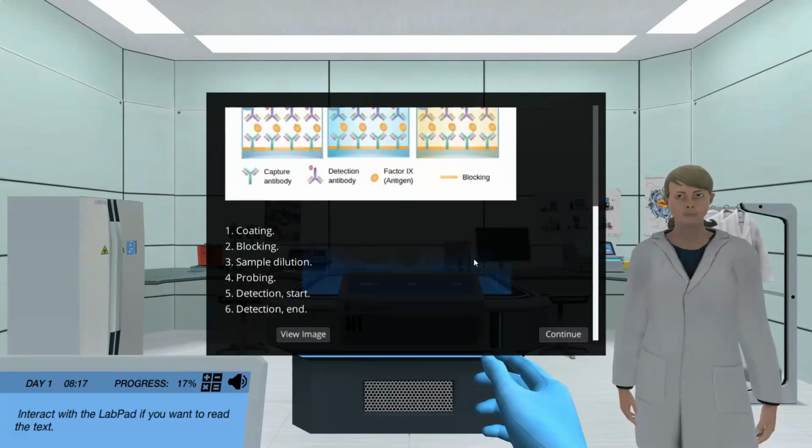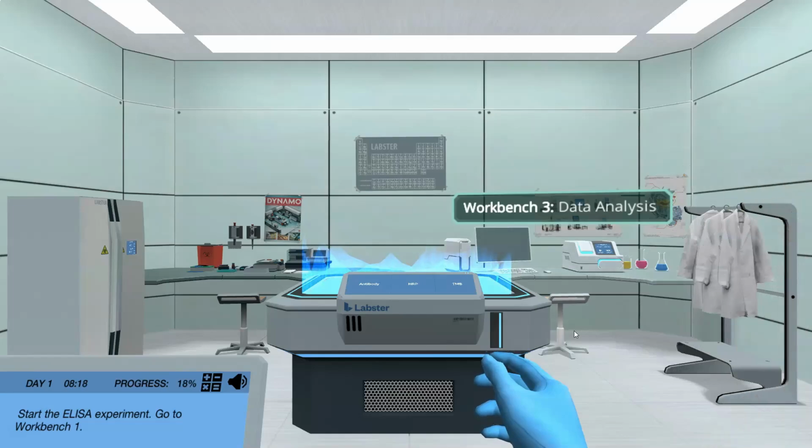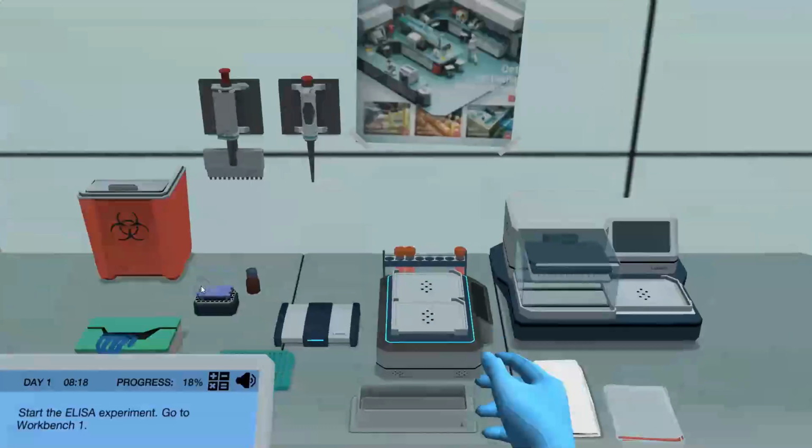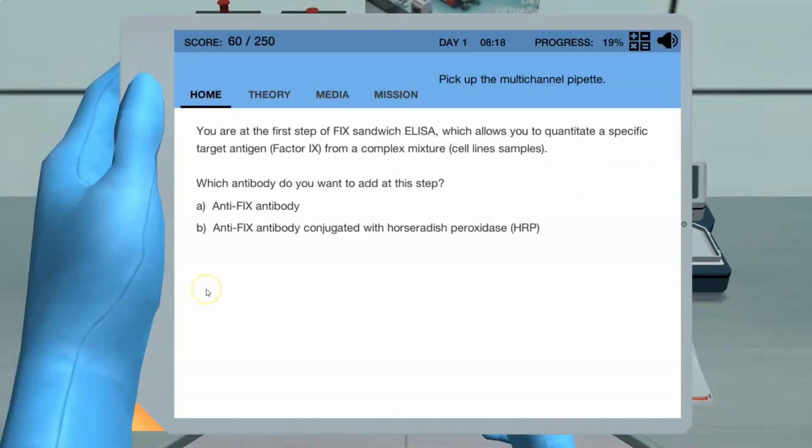1. Coating 2. Blocking 3. Sample dilution 4. Probing 5. Detection start 6. Detection end. Start the ELISA experiment. Go to Workbench 1. You are at the first step of factor IX Sandwich ELISA, which allows you to quantitate a specific target antigen from a complex mixture. Which antibody do you want to add at this step?